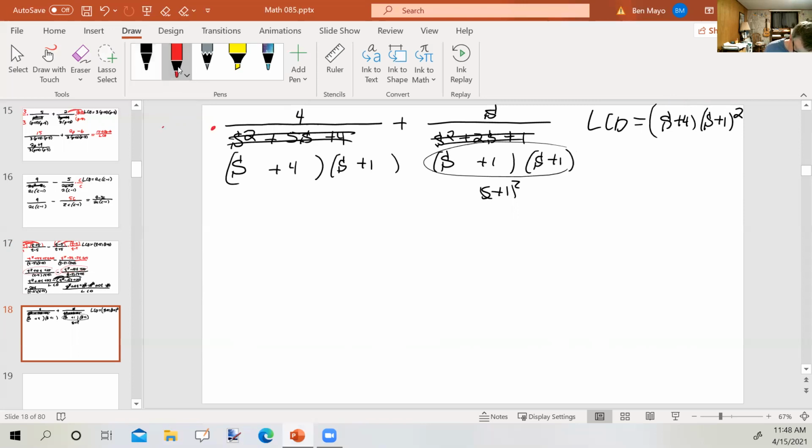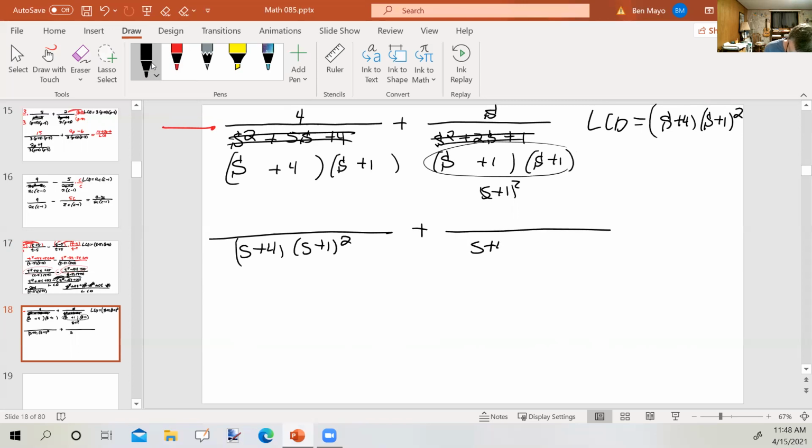So what do I need here? My new denominator is going to be s plus 4, s plus 1 squared. Sorry, my s's look like 5s there. So the first fraction, I need an s plus 1 on the top and the bottom. So my new numerator is going to be 4s plus 4, distributing the 4.